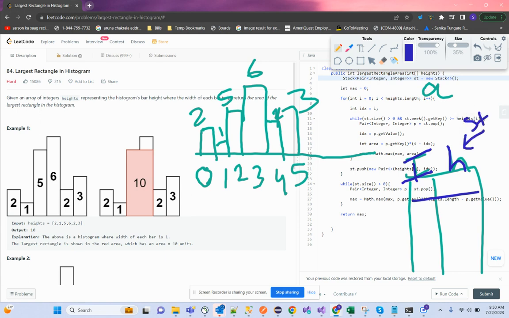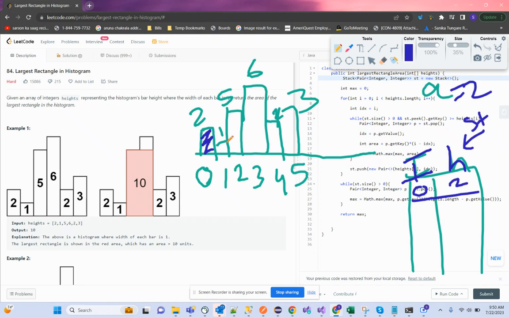Now let's take the first height. First height is 2, right? 2 is the height and index starting is 0. I'm pushing it into my stack. Now what is the area it is making? It's going to make only this area because it is not going to move ahead since the next height is lesser. So it is going to make only this particular area. So width is 1 and height is 2. So the area becomes 2.